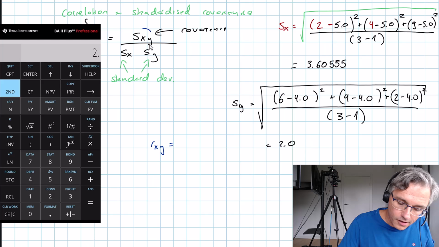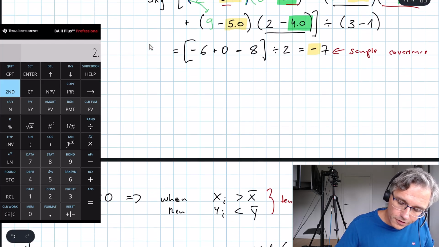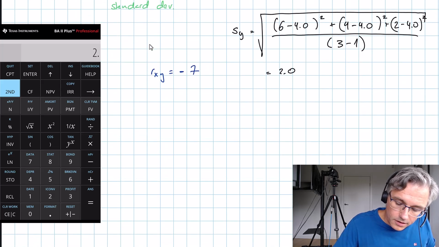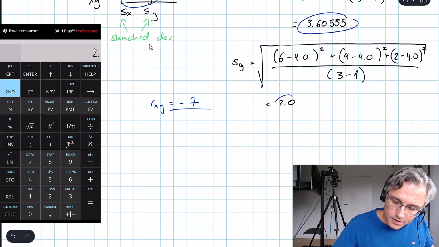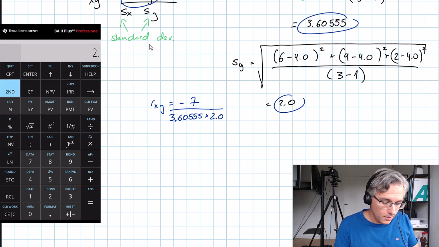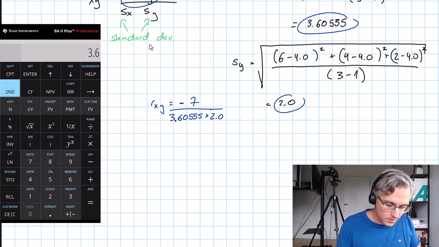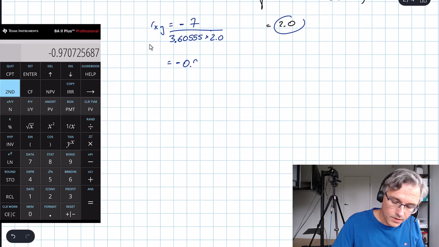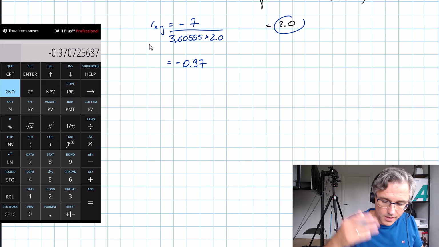It's going to be covariance that I've got somewhere up here. Covariance was minus 7, divided by the product of these two standard deviations, so 3.60555 times 2. Let's see. Negative 7 divided by, I opened a bracket, 3.60555 times 2 equals, okay, negative 0.9707.